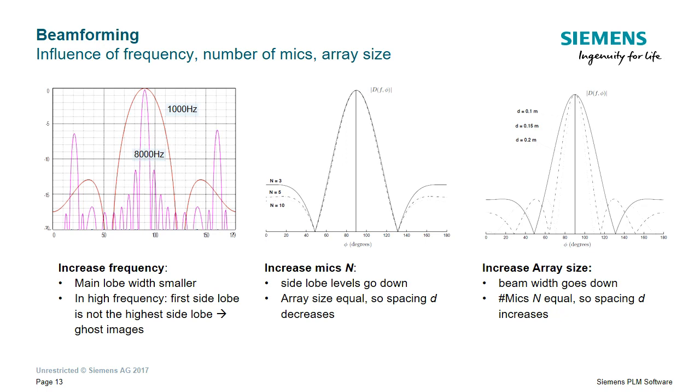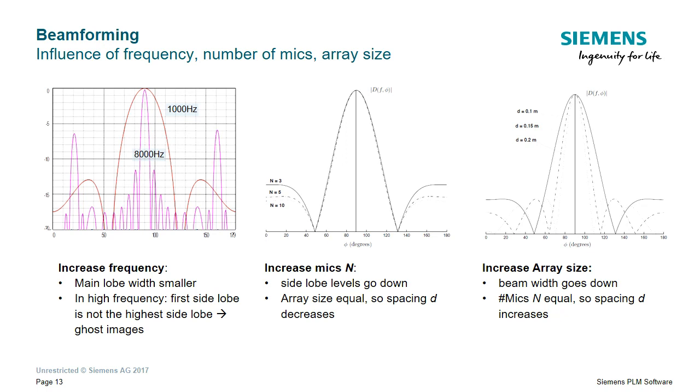In the middle, we see the effect of increasing the number of microphones. When you increase the number of microphones, your dynamic range gets bigger because the side lobe levels are getting a little bit lower. Of course, this is not linear. When you add more and more microphones, the effect is getting less.